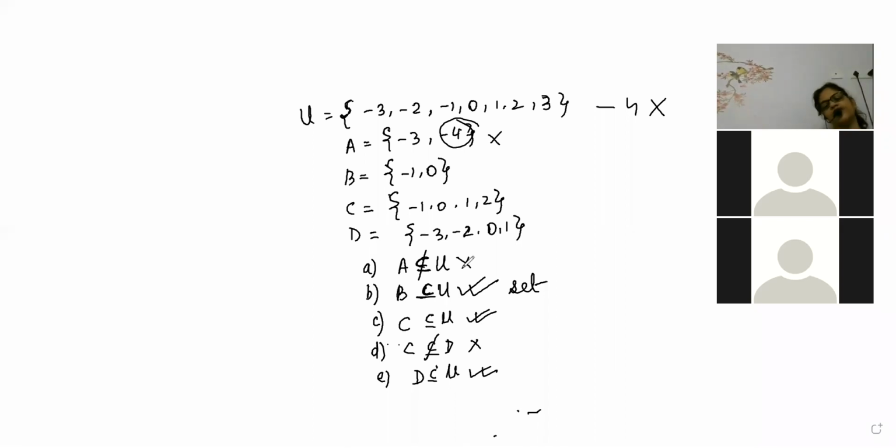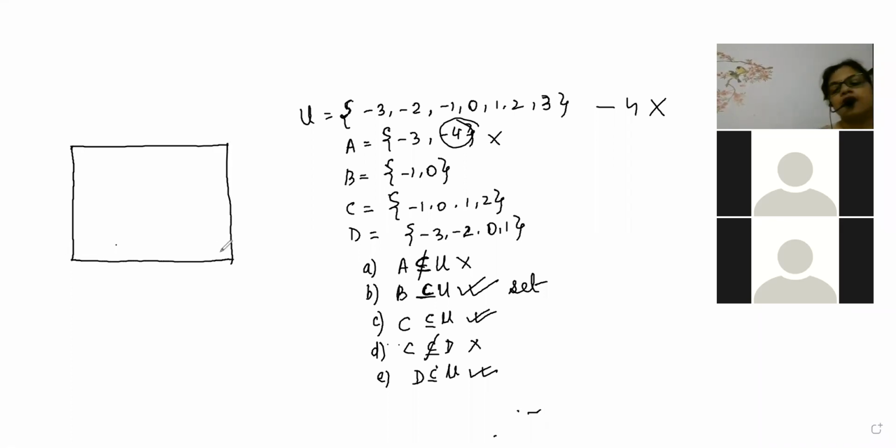Then you will ask a question: auntie, whichever is the universal set, can we draw the Venn diagram for it? Then I will say, yes, very well, we can draw a Venn diagram. Then you will ask, auntie, how to draw the Venn diagram? I will say a universal set is there, which is containing all the elements. And now B is there. B is containing -1, 0. C is also containing -1, 0.